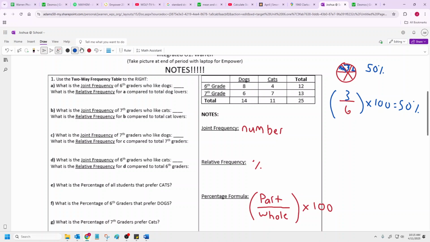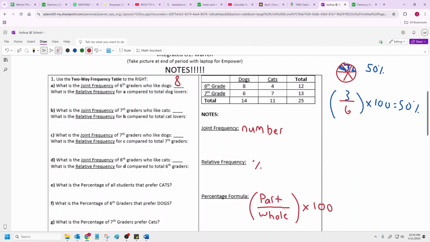So let's go ahead and start this work together. Let's go ahead and look at number 1. What is the joint frequency of 6th graders who like dogs? 6th graders who like dogs. What's the number? What's the shared counts between them? Between the sharing column of dogs and 6th graders, what's the amount, the frequency? 8.